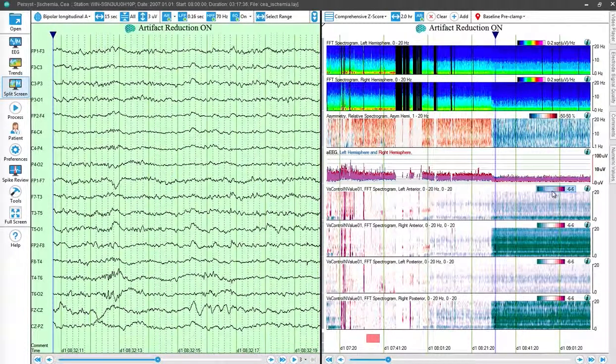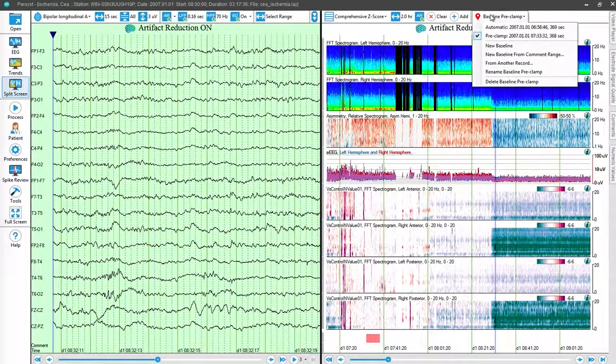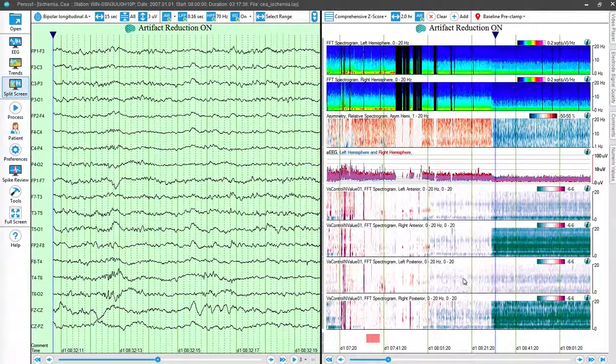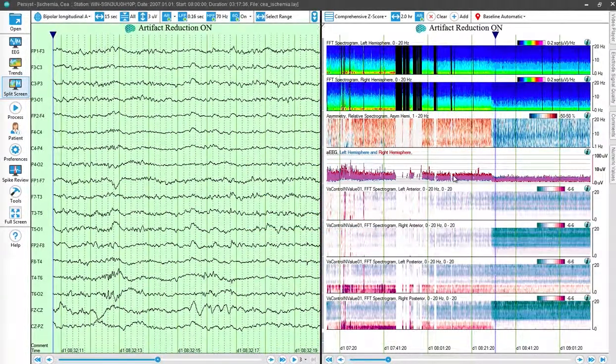Well, it's turning very, very green, indicating there's a lot less of whatever there happens to be in this baseline. And if we look here, we can see that mostly in the lower frequencies we're losing a lot. Let's see if we've set the baseline a little bit closer to the clamp. So I'm going to go ahead and delete this baseline. Let's get a little bit closer to that.